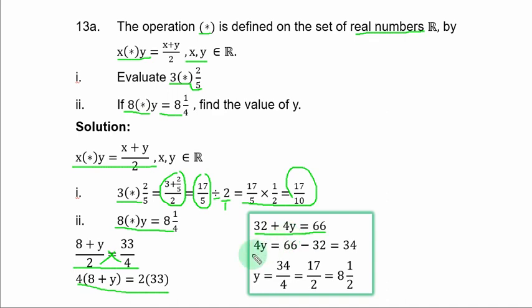Collect like terms, you have 4y equal to 66 minus 32, and that is 34. To get y, divide both sides by 4, so y is equal to 34 over 4, which reduces to 17 over 2, and to mixed fraction, you have 8 whole number 1 over 2.